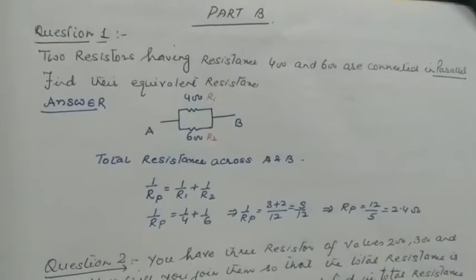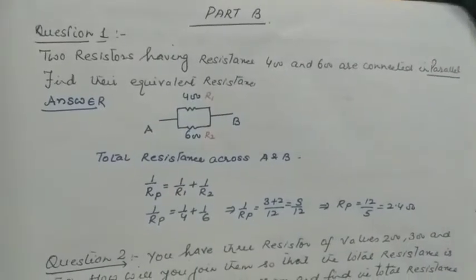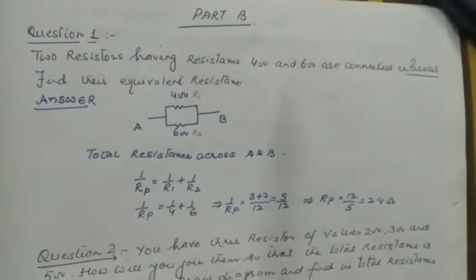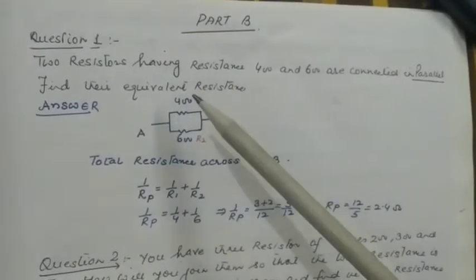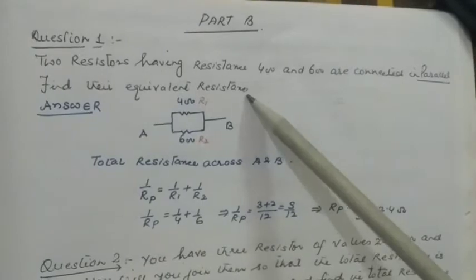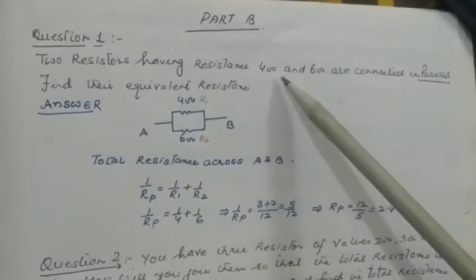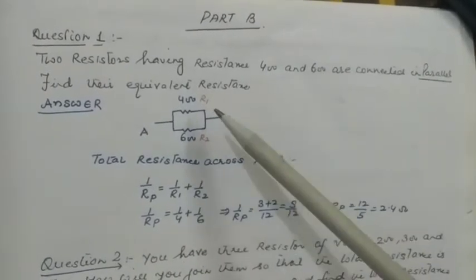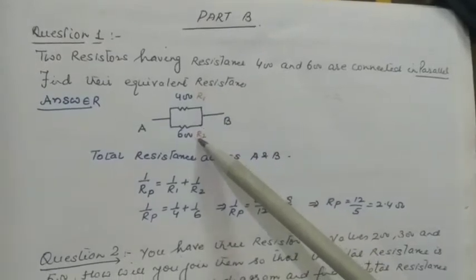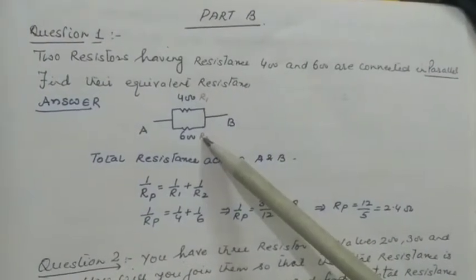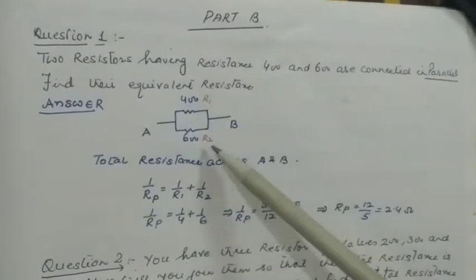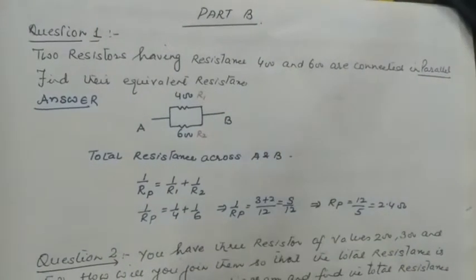So first numerical, very easy one. Two resistors having resistance 4 ohm and 6 ohm are connected in parallel. Find their equivalent resistance. Firstly you should know how to connect the two resistors in parallel, 4 ohm and 6 ohm. These are the two resistors I have connected in parallel. So first work is to mark them R1 and R2, meaning give names to these resistors.